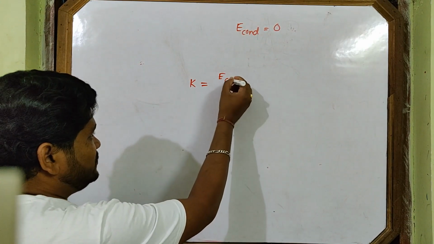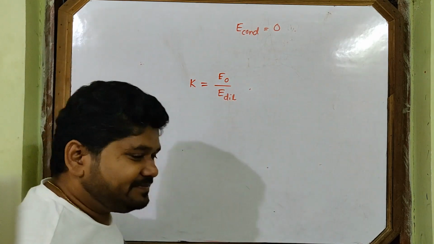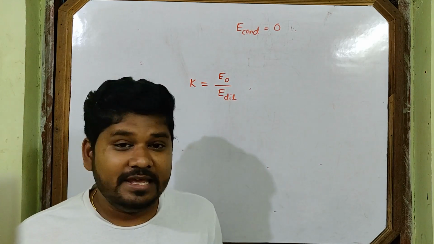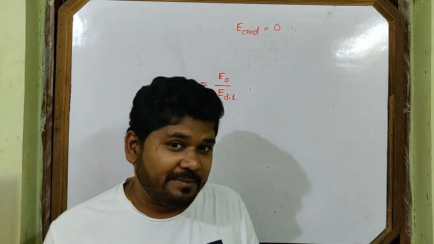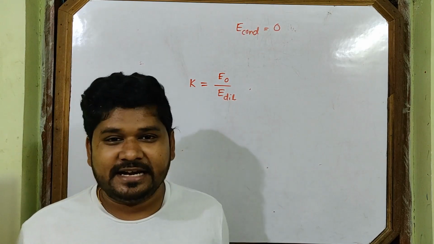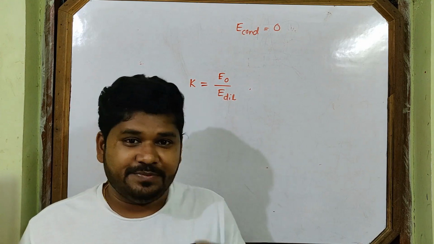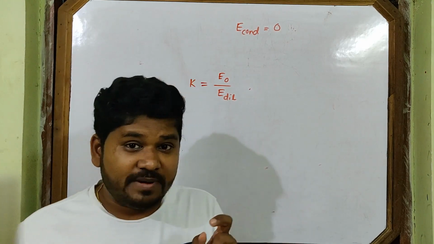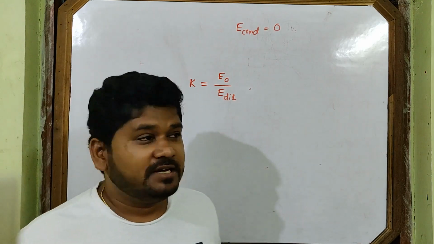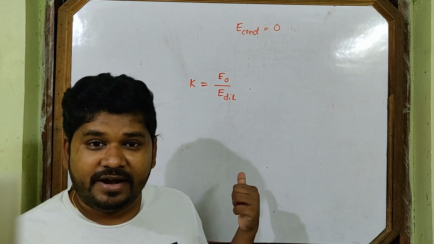So this is E naught by E dielectric. This is the dielectric constant. E naught means the external field applied, but E dielectric means the net field inside the substance, not the induced one. Net means E naught minus EP, the net electric field inside the substance. This is the E dielectric. In this way, the dielectric constant is defined.